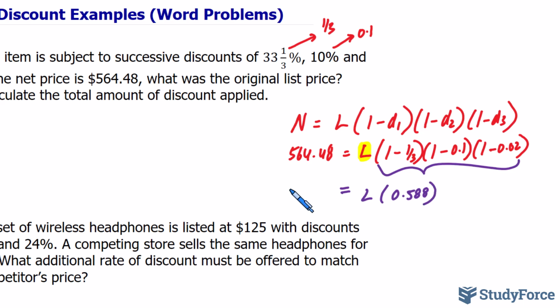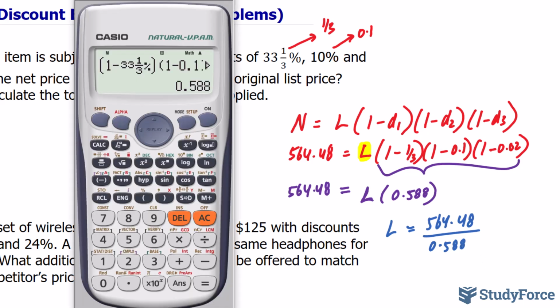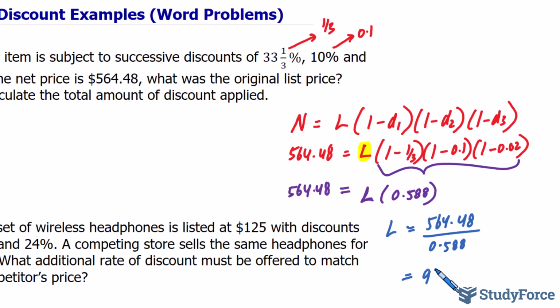So on our next line, we have L times 0.588 equals 564.48. If we want to solve for L, we divide both sides by 0.588. So L is equal to 564.48 over 0.588. So 564.48 divided by the answer that we just found, and that means the list price or the catalog price was $960 before all those trade discounts.